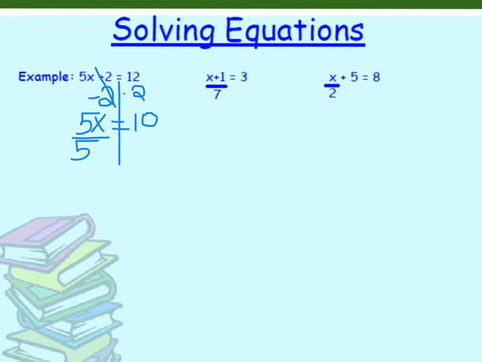So we're going to do the opposite, and what you do to one side, you have to do to the other side. So 5 divided by 5 is 1, so those go away, leaving me with x is equal to 10 divided by 5, which is 2.